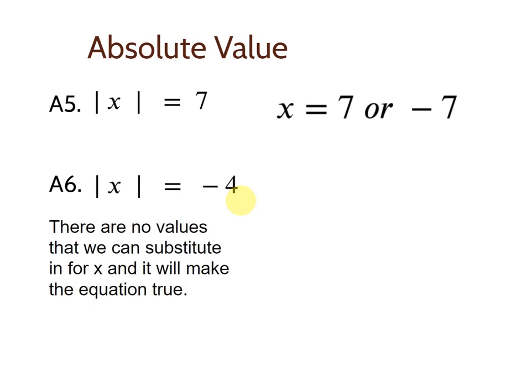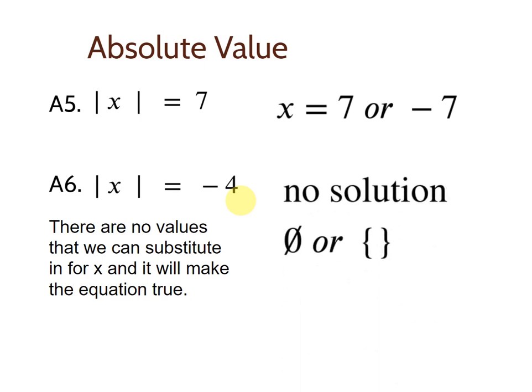There are no numbers I can substitute in for x and then take the absolute value of it and have it equal a negative number. So we would say either the words no solution, or you could use this empty set notation, the null set, the 0 with a line through it. Any of those things will work in this situation, but the answer is not 0. The answer is no solution.